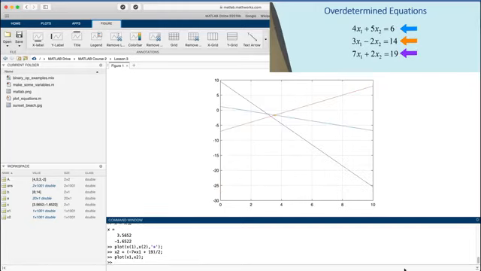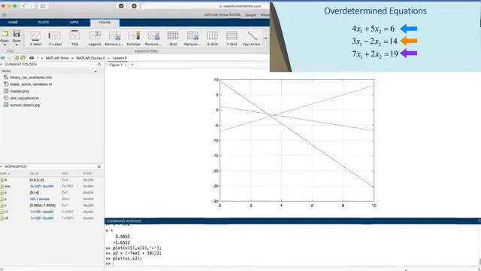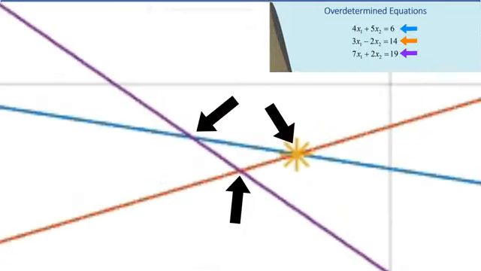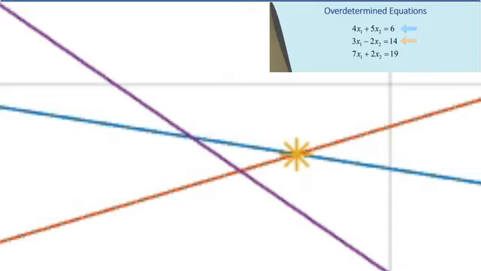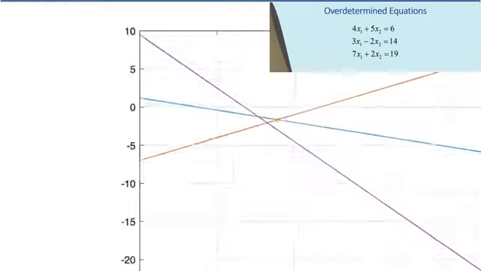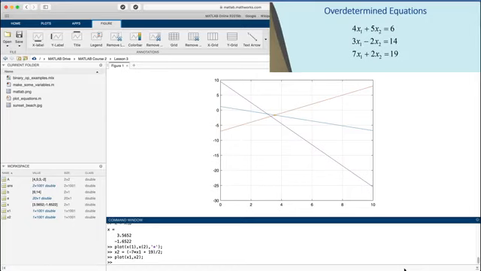To see the reason for calling them overdetermined, note that each pair of lines intersects, the intersection points are all different, and each intersection determines a solution to one pair of equations. In fact, one of those 3 intersections is still marked by the asterisk that we plotted at the intersection of the first pair of lines. We don't need that now, so let's get rid of it.